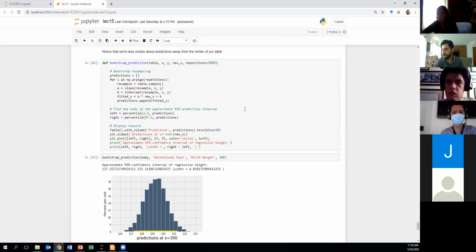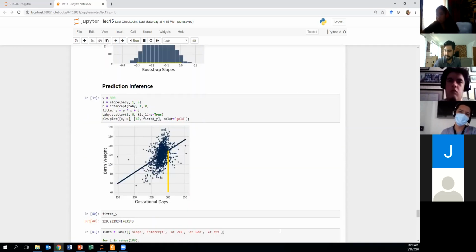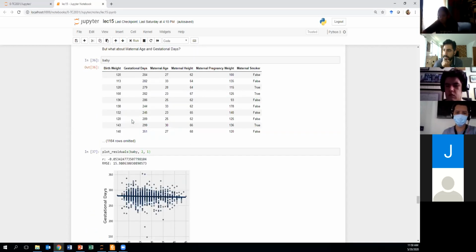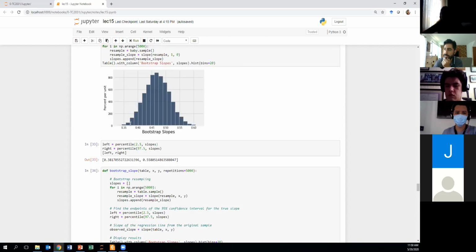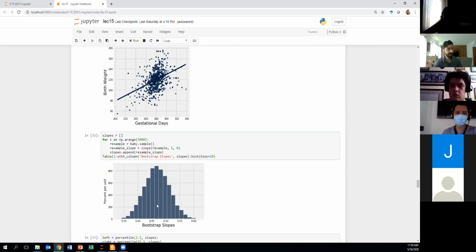So all I did here was try to do the bootstrap method for my prediction. Prediction is basically my y value. Based on x, the number on the x axis, I'm trying to predict my y axis. That's my prediction. So here, what we did was try to calculate the slope. Is that clear?